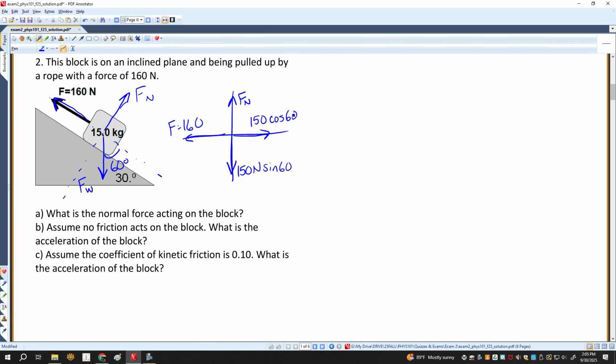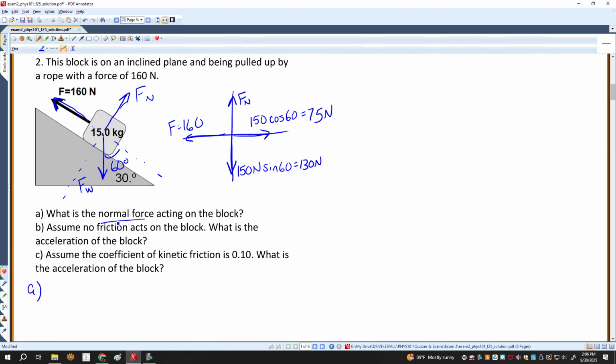That is 75 and 130 newtons. Those are the x and y components of the weight. So now, to find the normal force, I'll come back to that. We'll see. I've labeled the forces, I've labeled the coordinate system, and I've resolved the x and y components. Now the final step is to apply Newton's second law.